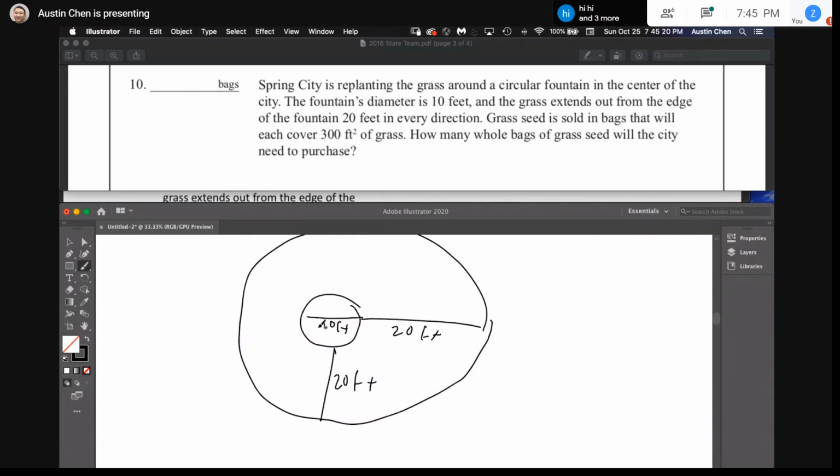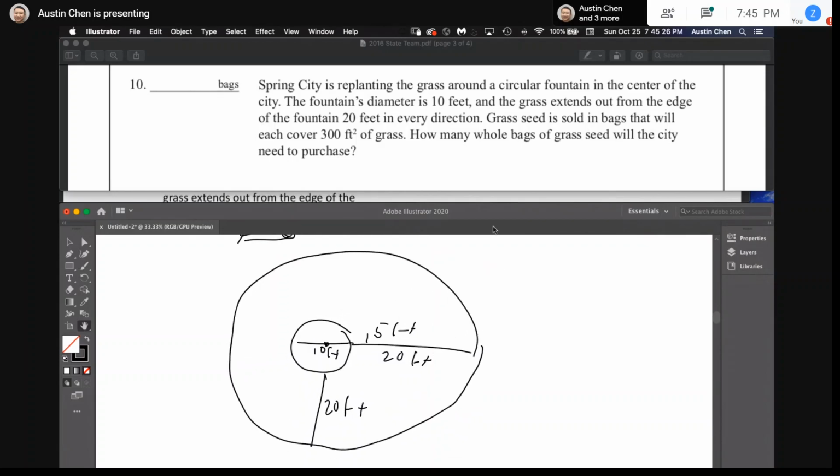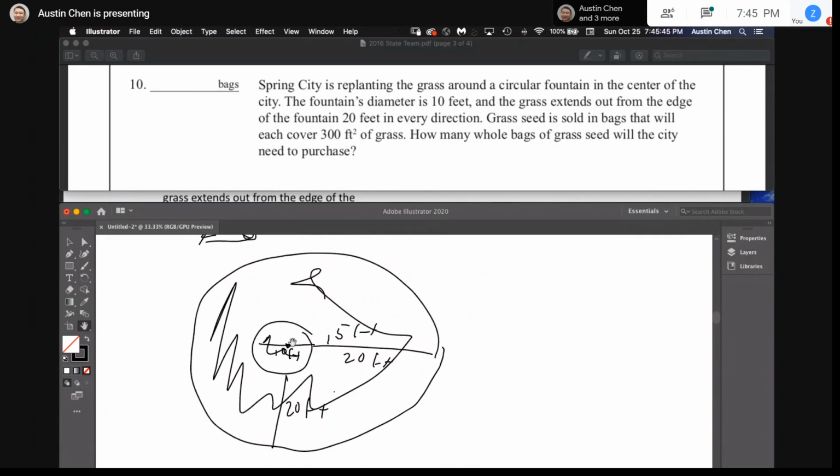And then this bigger circle has a radius of 15 feet, right? All right. And then all of this is grass and this is fountain, right? Grass seed is sold in bags that will cover 300 feet squared of grass. So we want to find the area of the grass, right? And that's really easy, right? We just do a what?